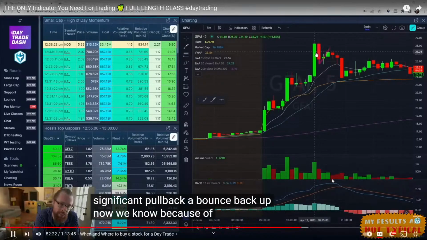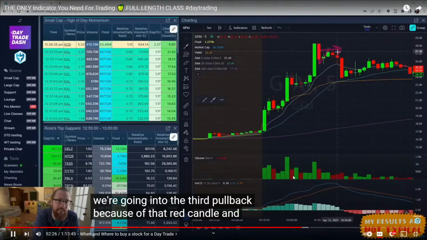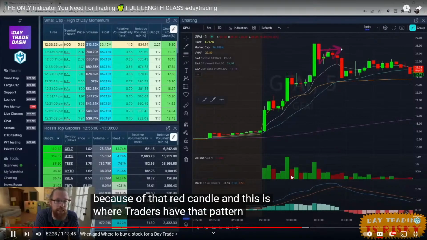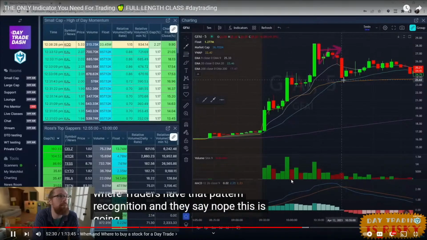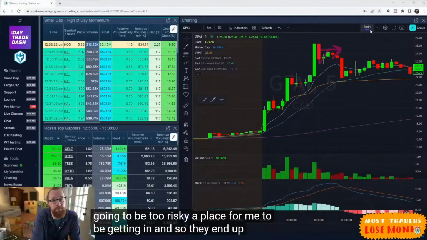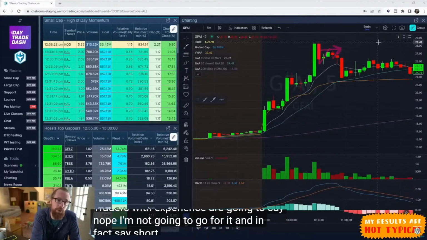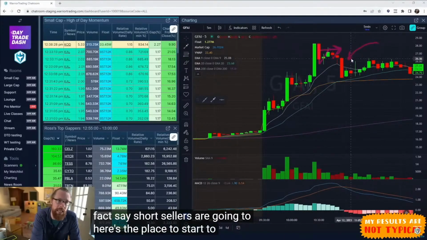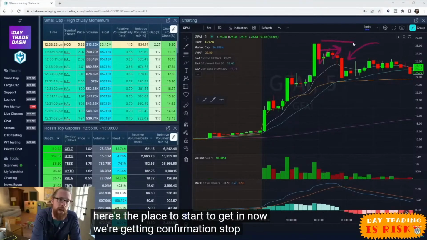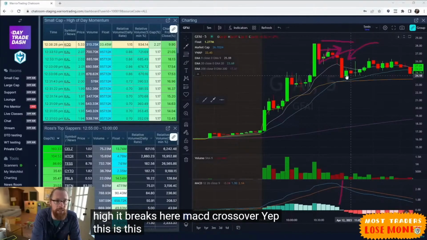Now we know because of this pullback, we're going into the third pullback because of that red candle. And this is where traders have that pattern recognition, and they say, nope, this is going to be too risky a place for me to be getting in. And so most traders with experience are going to say, nope, I'm not going to go for it. And in fact, short sellers are going to say, here's the place to start to get in. Now we're getting confirmation. Stop at the high. It breaks here. MACD crossover. Yep, this could be the backside.